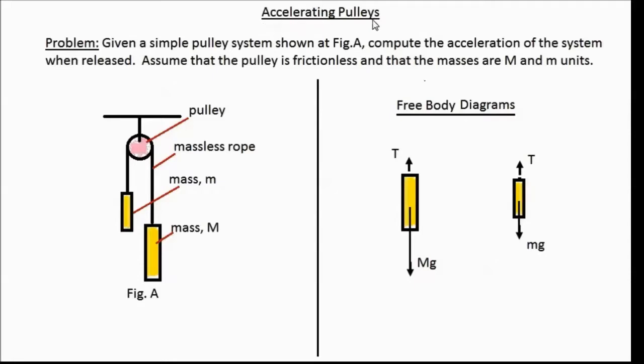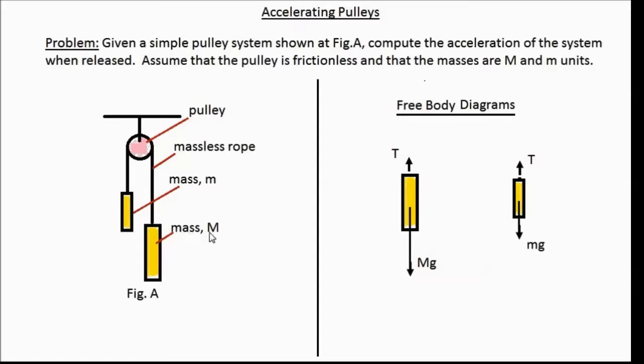Accelerating pulleys. Given a simple pulley system shown at figure A, compute the acceleration of the system when released. Assume that the pulley is frictionless and that the masses are capital M and small m units. So this pulley system with two masses, capital M and small m, is held in this position initially, and then it's let loose, it's released.